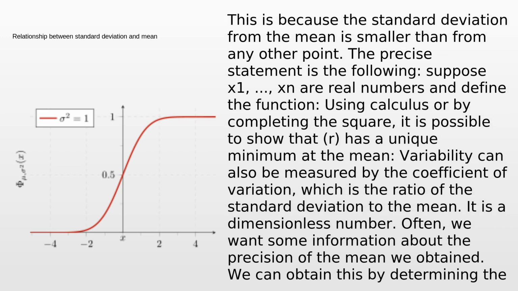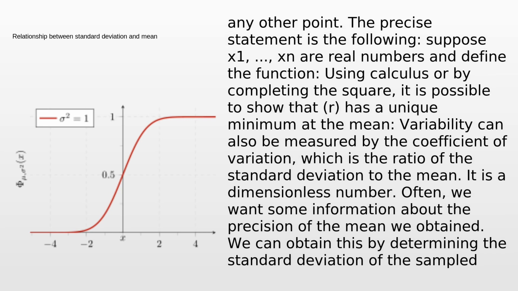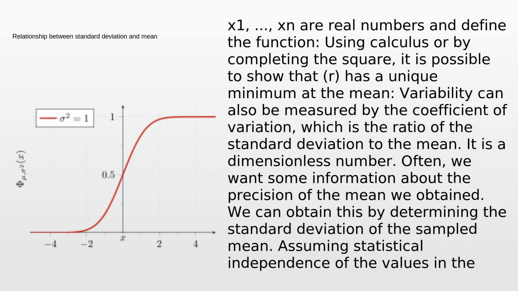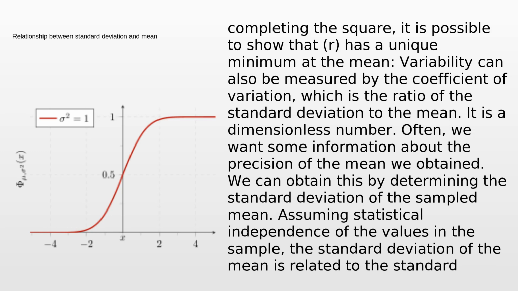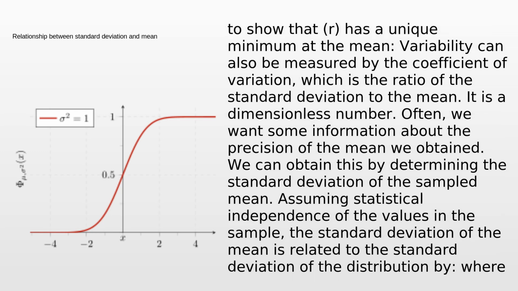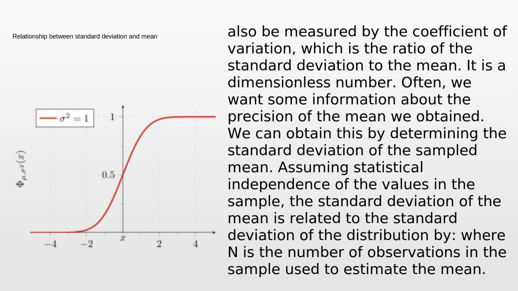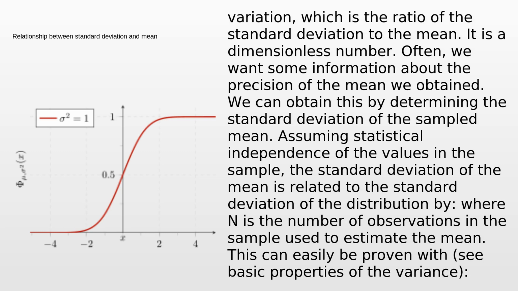The precise statement is the following. Suppose x1, ..., xn are real numbers and define the function R. Using calculus or by completing the square, it is possible to show that R has a unique minimum at the mean. Variability can also be measured by the coefficient of variation, which is the ratio of the standard deviation to the mean. It is a dimensionless number.